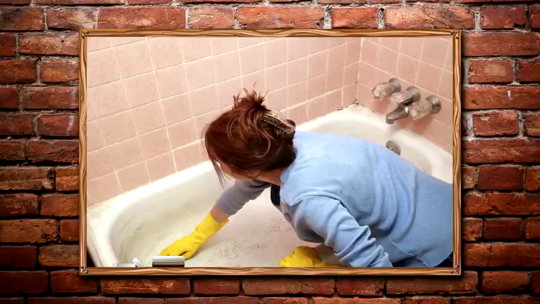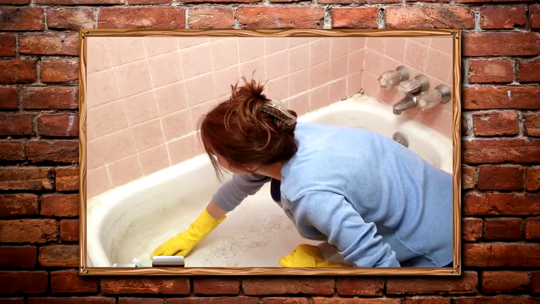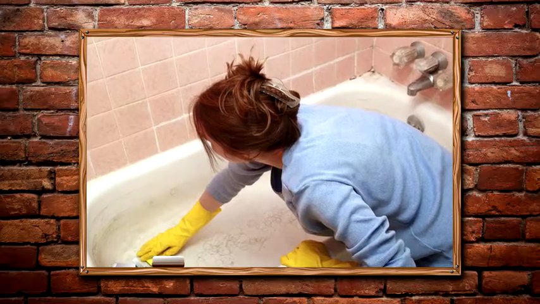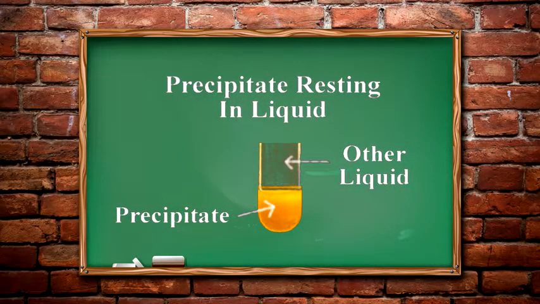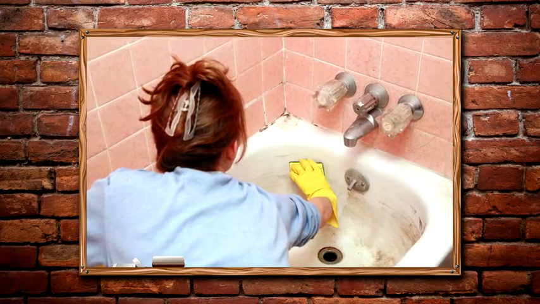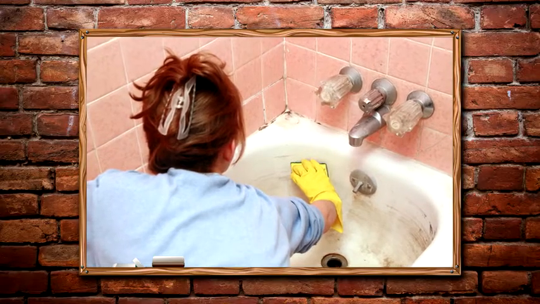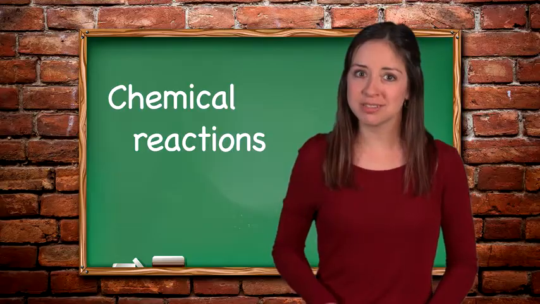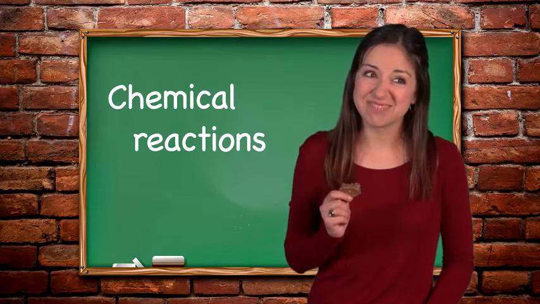You know that soap scum that can accumulate in your bathtub? Well, that is an example of a precipitate. Soap scum forms when certain molecules in hard water react with soap materials. Soap scum is not just little bits of soap. It is a completely new substance. We know this because it doesn't bubble and dissolve easily like soap. As you can see, some chemical reactions are yummy and others are not.